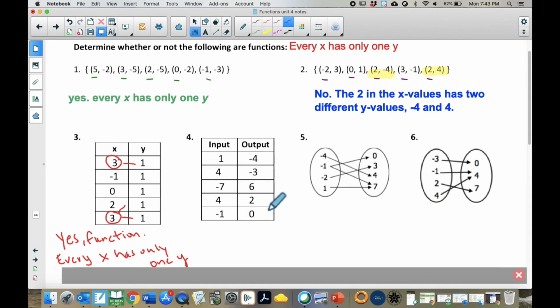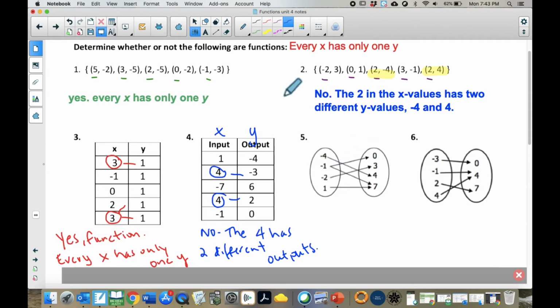All right, we look at the next one. Same thing. We're going to look at the x values, which now we've changed the name to input and output, but that's still x and y. Once again, I see a 4 here, and I see a 4 here, and they have different numbers. This one has a -3, and this one has a 2. So this one is no, because the 4 has 2 different outputs. And if it has 2 different outputs, it is not a function.